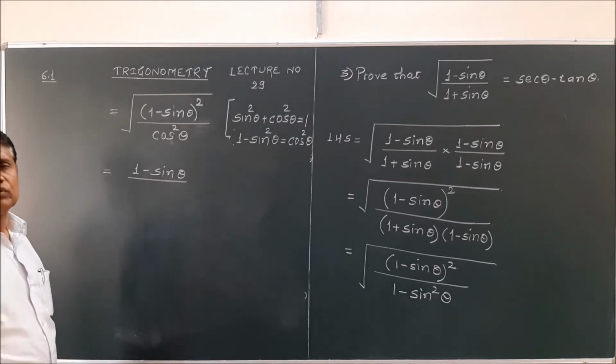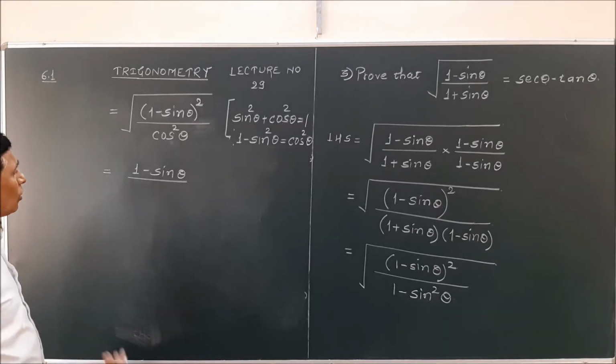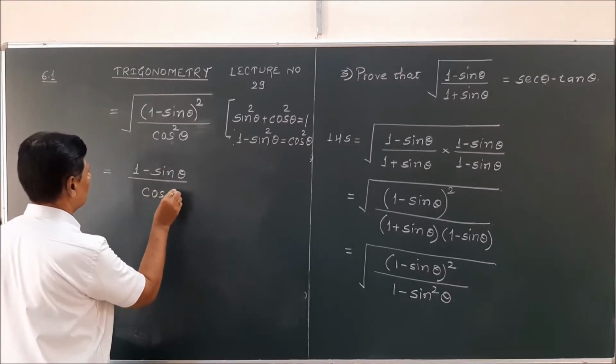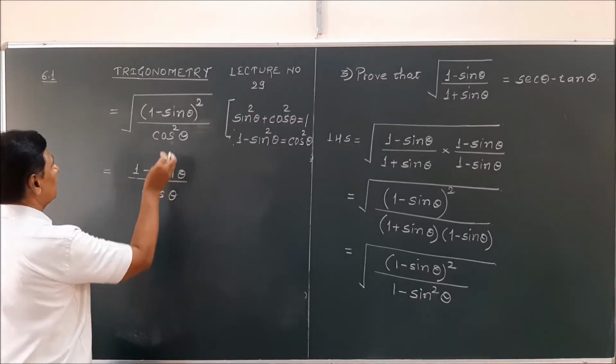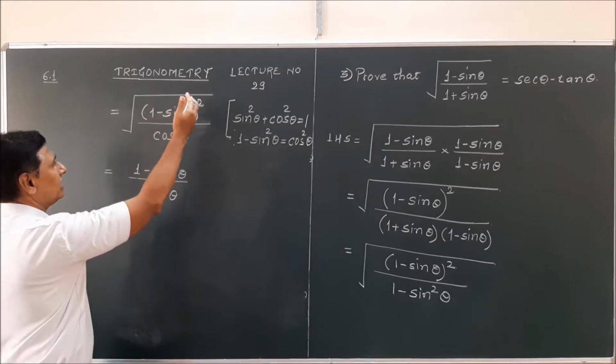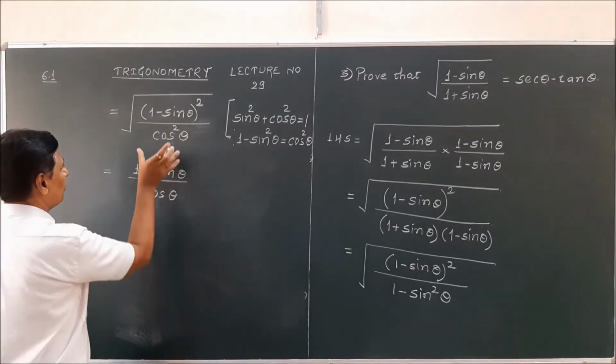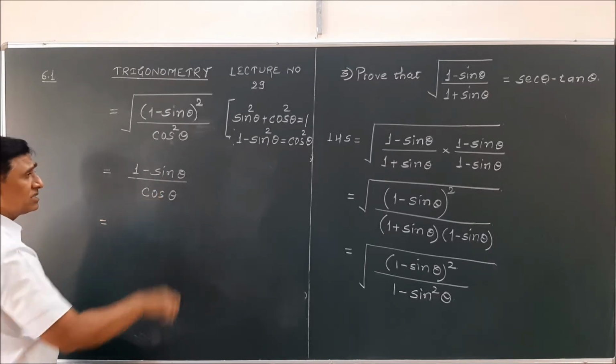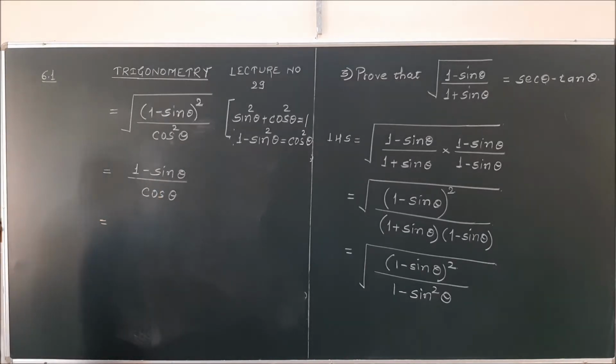Upon square root of cos square theta is only cos theta. 1 minus sin theta, the square root of 1 minus sin theta bracket square. The square root of cos square theta is cos theta. Now this is a very important step to understand.